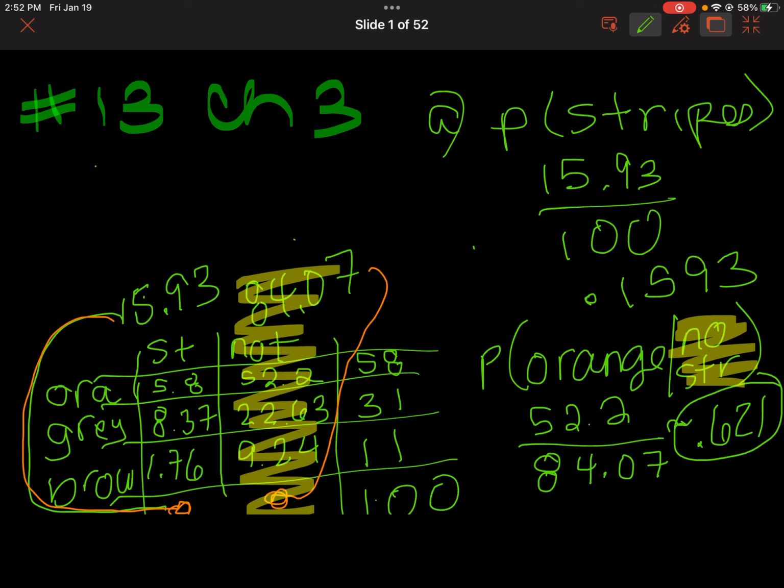So that's how I like to do these questions, making a table and just make it out of 100. That way you can just turn those percents into numbers. So it just kind of makes a good visual and everything comes together. So that's it.